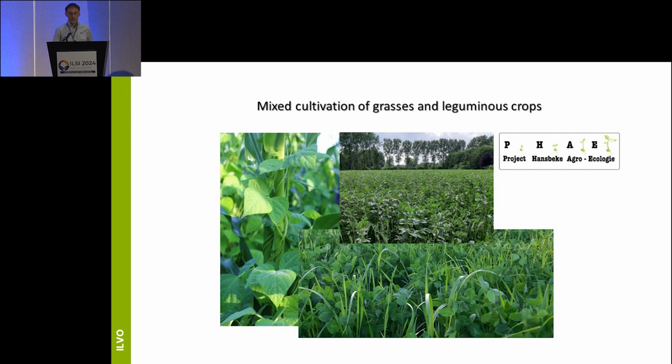This is an example of a multi-species cover crop mixture. So you have four crops that can fix nitrogen: the Egyptian clover, the field beans, the field peas, and the fodder vetch, and then three others: the flax, phacelia, and sunflower.